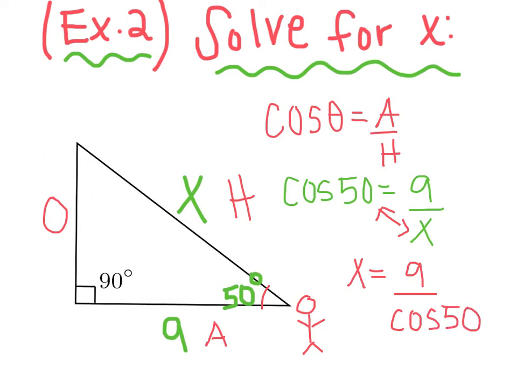From there, we need to type 9 over cosine 50 into the calculator. And when you do, you're going to get 14.00. We'll just leave it as 14.00 or just 14. And that represents x, which is the hypotenuse.